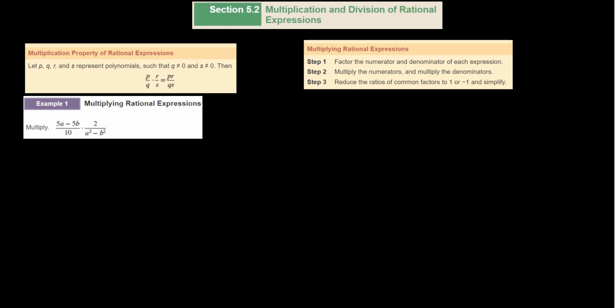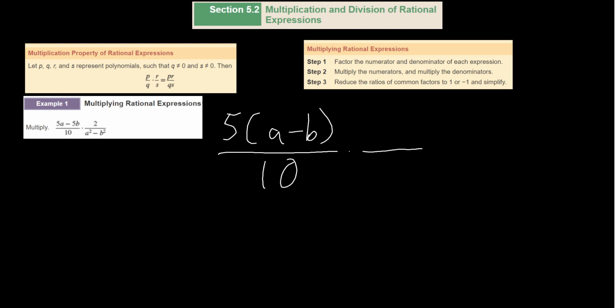So multiply (5a minus 5b) over 10 times (a squared minus b squared) over 2. It looks like I'm just going to rewrite this, and it appears that I can factor 5 out of the numerator on the left, and I'm left with a minus b, all over 10, times. It looks like on the denominator on the right, it's a difference of squares, so I can say a plus b times a minus b, and over 2. All right, so I factored my numerators and denominators. Let's go ahead and cancel now.